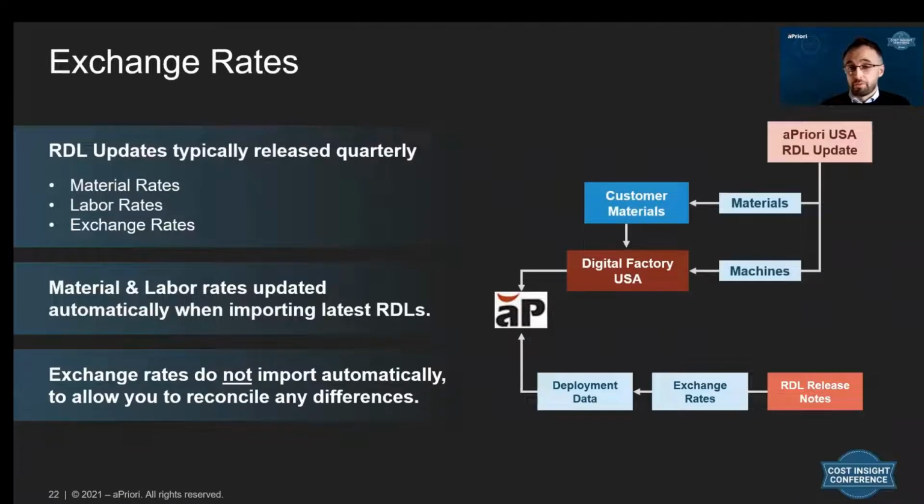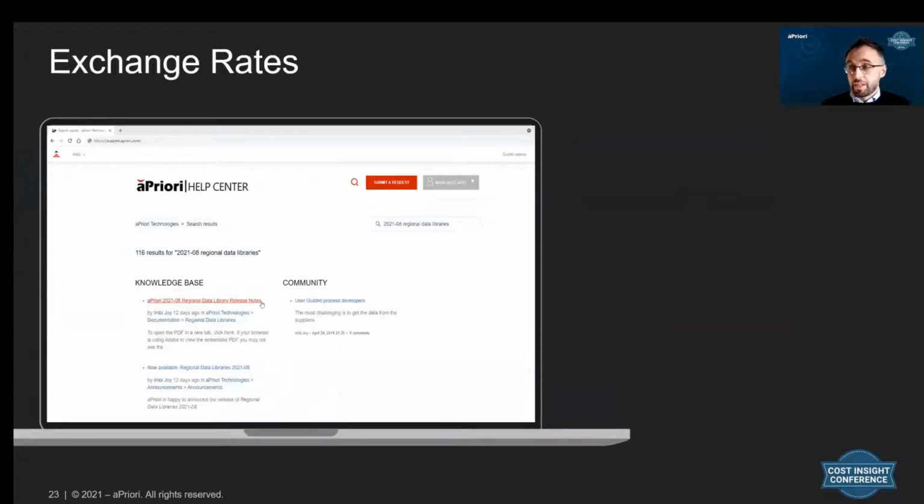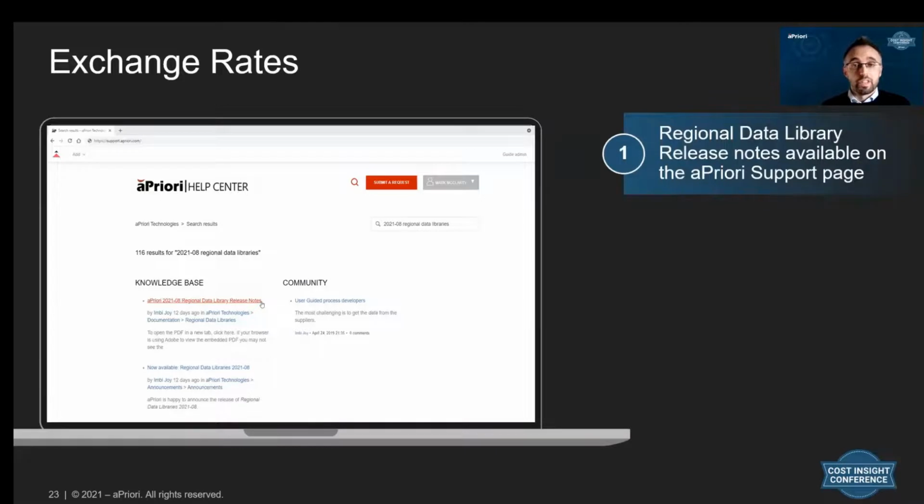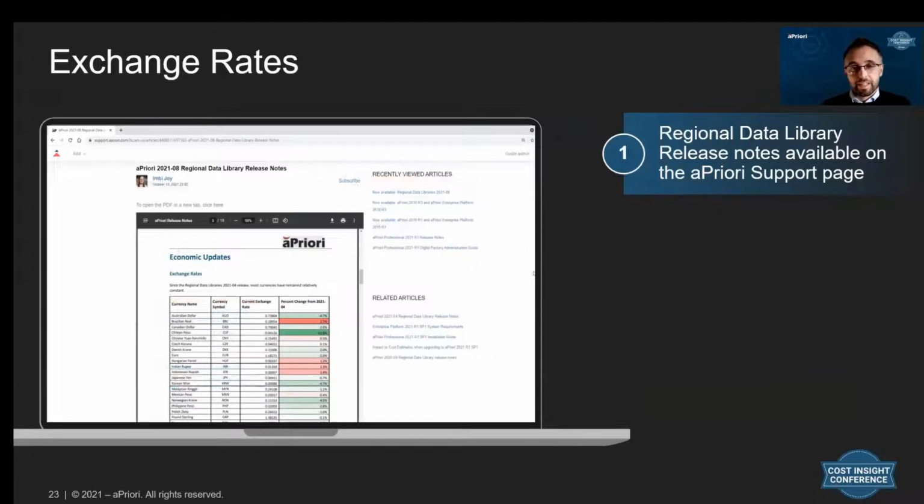Now, this is done for a very good reason, as this then allows you to review your company's set exchange rates and compare them against aPriori's exchange rates. And then you can make a decision on how to reconcile any differences that you might see. You can then update the exchange rates used by aPriori within your deployment data. By going to the aPriori support page, you can search for the latest RDL update release notes. And this document gives you an overview of the changes to material rates, labor rates, and exchange rates. And by reviewing this information, you can easily update your exchange rates.